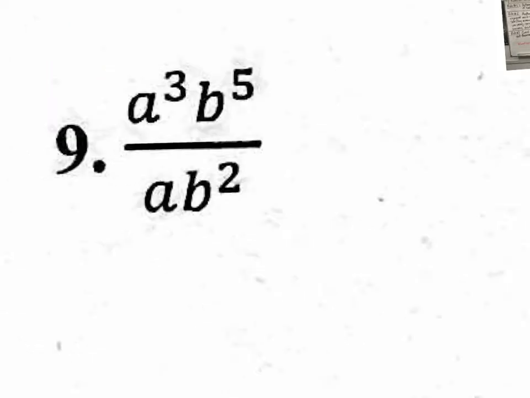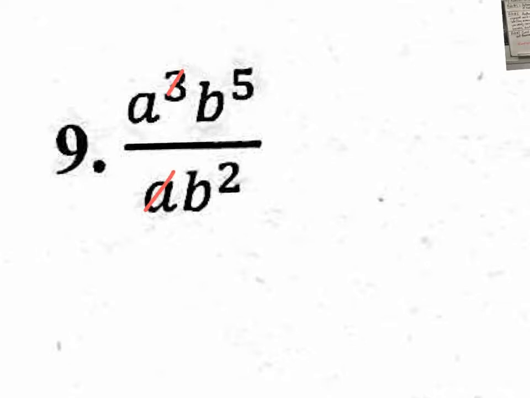Let's take a look at number 9. So on number 9, what could we cancel out? The B's and the A's. All right, let's start with the A's. How many A's could I cancel out? 1, right? There's 1 A down here. There's 3 up on top. So 1 A cancels out with one of these 3.